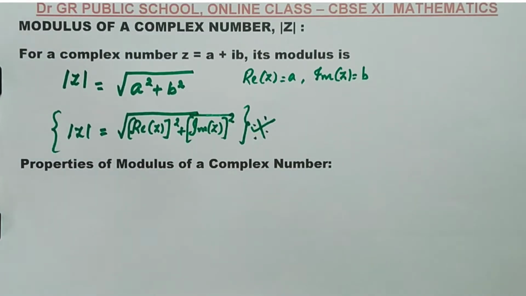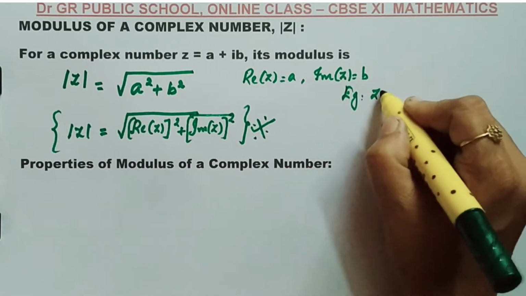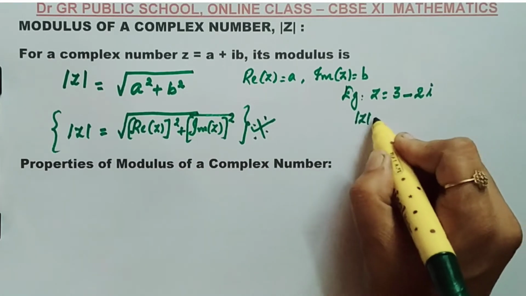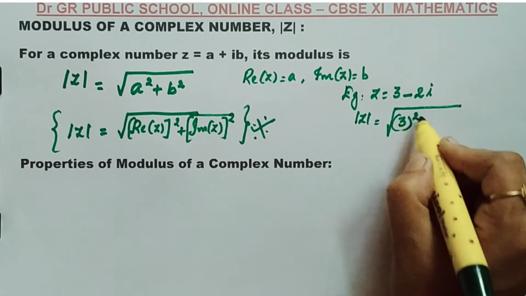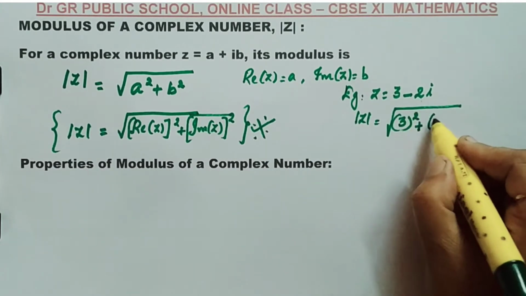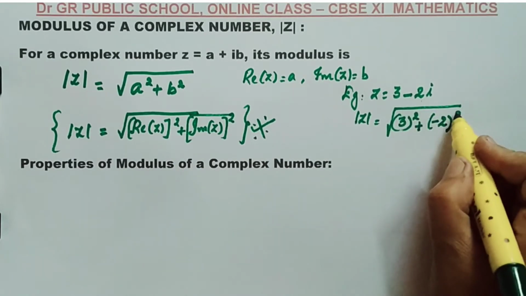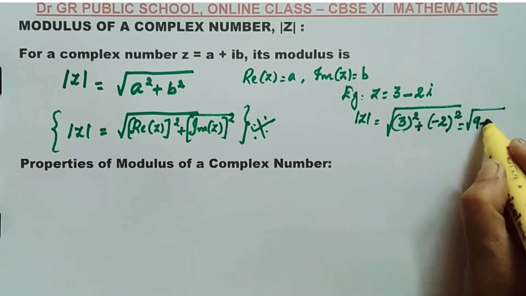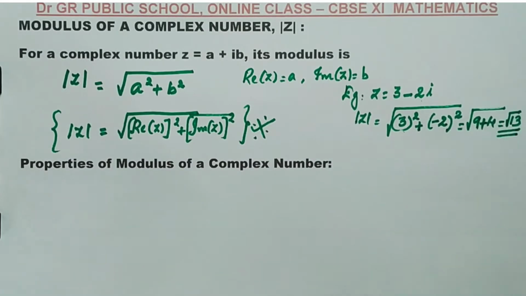For example, consider a complex number Z equals 3 minus 2i. What is the modulus of Z? Mod Z equals square root of real part of Z the whole square plus the imaginary part. The imaginary part is the part which comes along with the i, that is minus 2, the whole square. That equals root of 3 square, which is 9, plus minus 2 the whole square, which is 4, equals root 13. So, mod Z equals root 13.